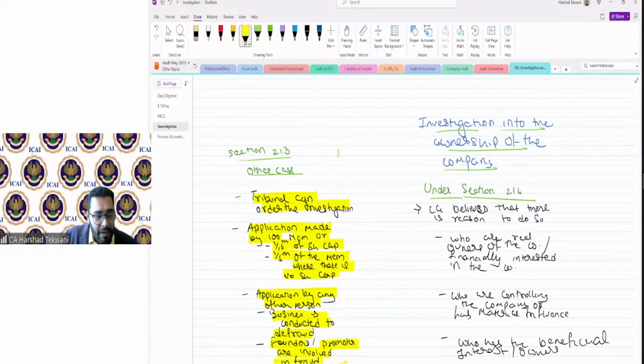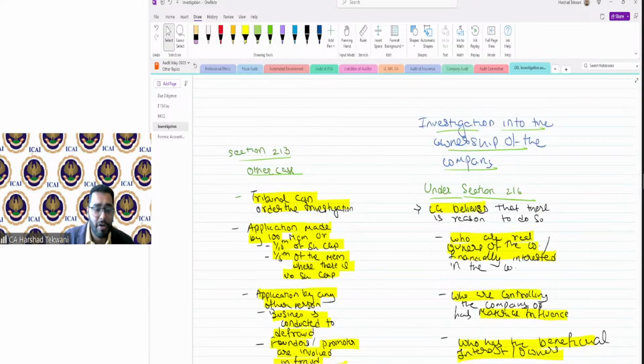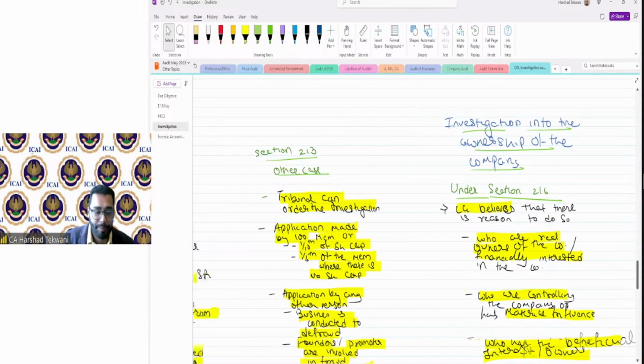If the central government believes there is a reason to do so, to identify who are the real owners of the company or who has a financial interest because of layer by layer, multiple layer investment, who is the controlling entity, who is controlling the company, who has a material influence on the company, or who has the beneficial interest or ownership in the company, then under Section 216 of the Companies Act, the central government can appoint any inspector and order an investigation.